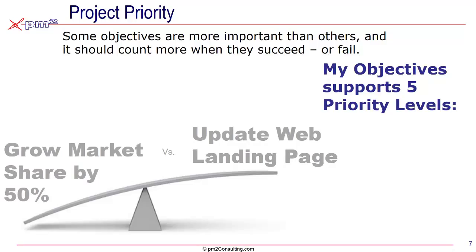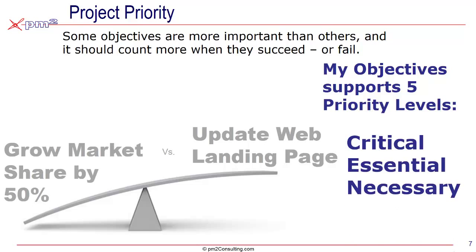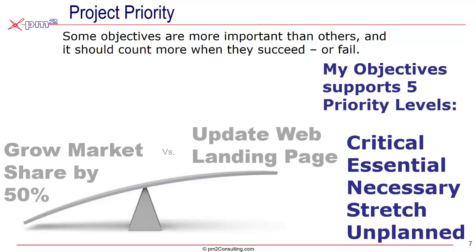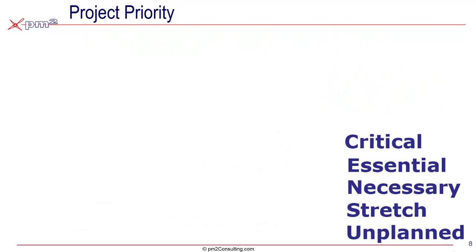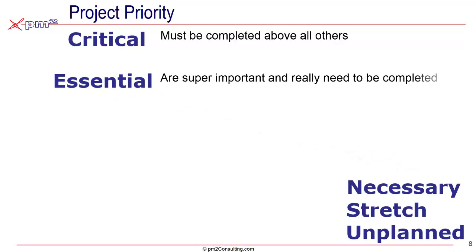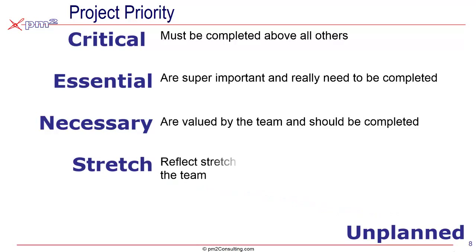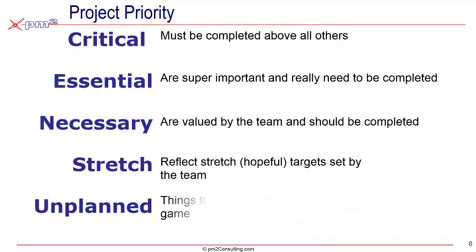Well, first off, if you think about the priority, we need to classify it. And so within My Objectives, we have 5 priority levels: critical, essential, necessary, stretch, and unplanned. Let's look at definitions. So critical, they're the things that must absolutely be completed above all other activities. Essential are things which are super important for the organization and really need to be completed. Necessary are those that are valued by the team and should be completed.